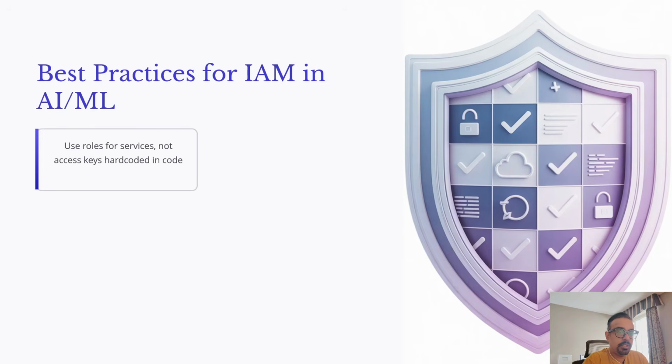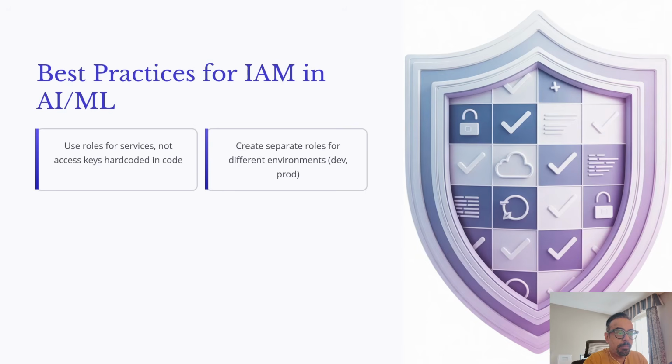So use roles for services, not hard-coded access keys. Use roles for services, not access keys, means never embed AWS access keys directly in your training scripts, notebooks, or application code. Hard-coded credentials can leak through Git repositories, logs, or error messages. Instead, attach IAM roles to EC2 instances, Lambda functions, and SageMaker jobs so they automatically receive temporary credentials.